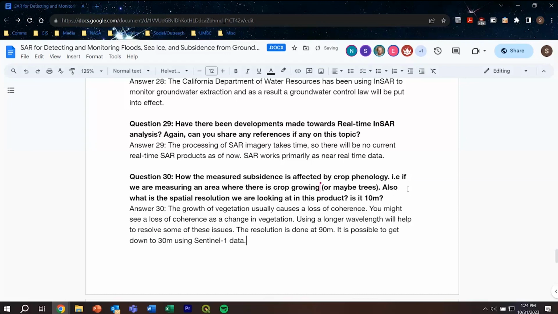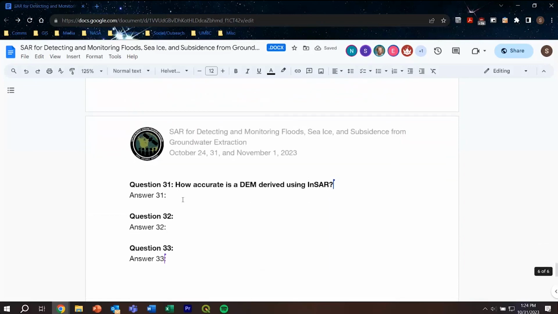Okay, and we have yet another question here. It is now related to a DEM. So how accurate would a DEM be that is derived using InSAR?